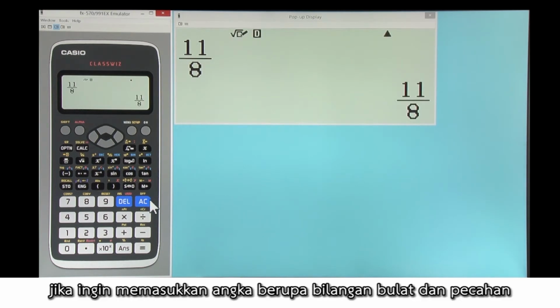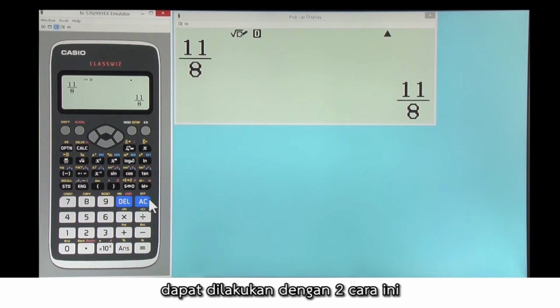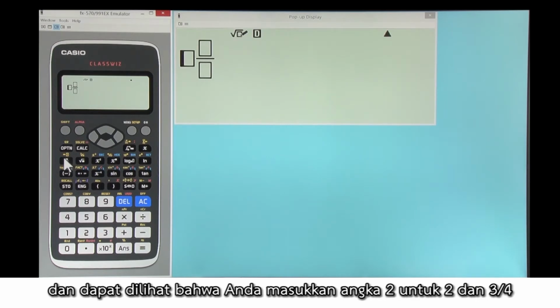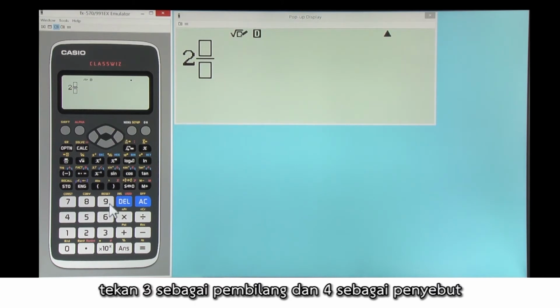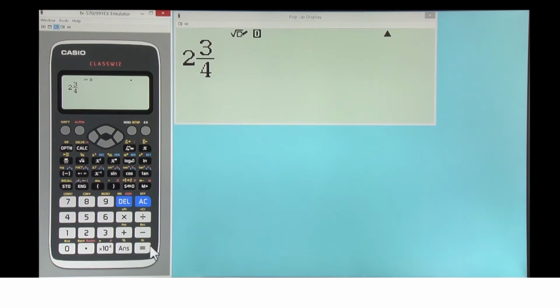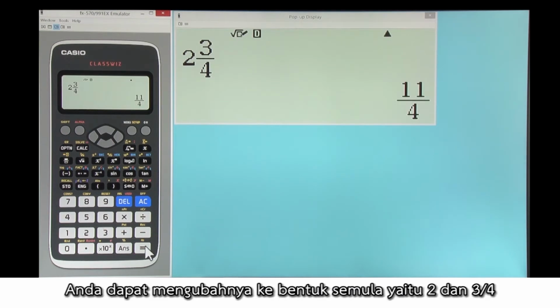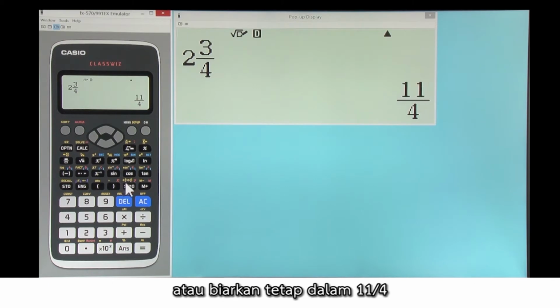If you want to enter a number that has an integer part and a fraction part, you can do this in two ways. One way is to tap shift and the fraction key and you can see that here we can put the 2 for 2 3/4, move across the 3 for the numerator and the 4 for the denominator, and we get the result 11/4. We could, of course, change that as before, back into 2 3/4, or leave it as 11/4.